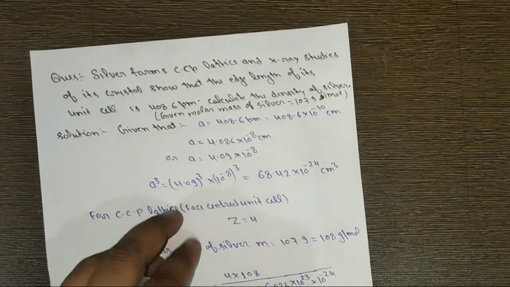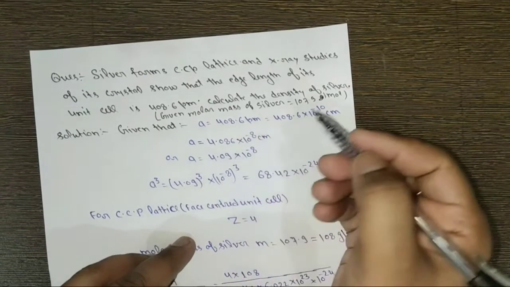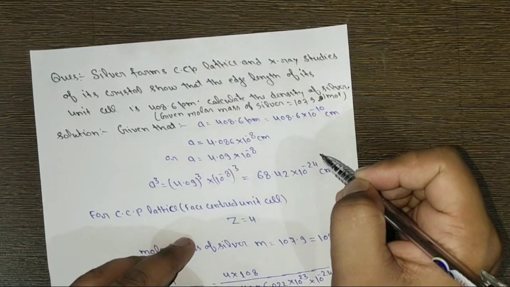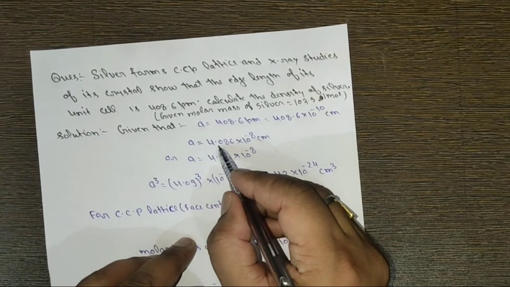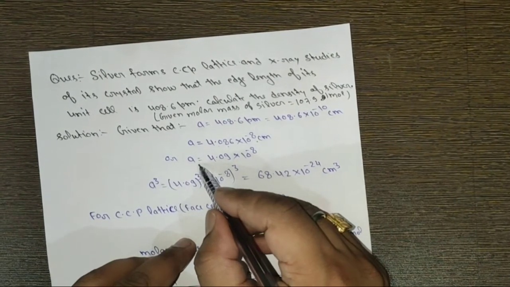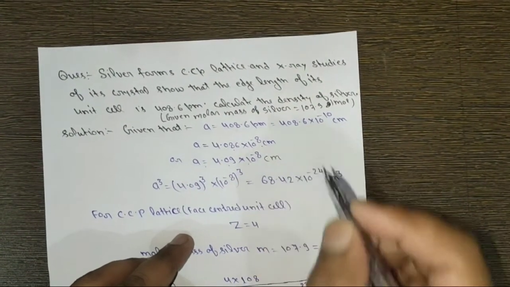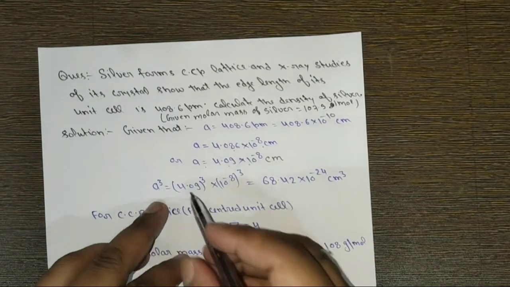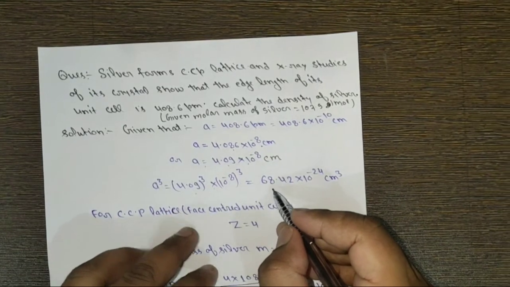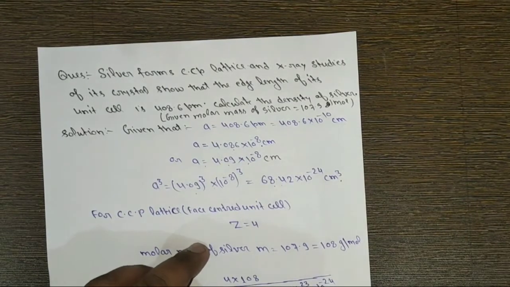Solution: given that edge length A equals 408.6 picometer, or 408.6 into 10 to the power minus 10 centimeter, or A equals 4.086 into 10 to the power minus 8 centimeter, and rounding off, A equals 4.09 into 10 to the power minus 8 centimeter. Volume of unit cell A cubed equals 4.09 whole cube into 10 to the power minus 8 whole cube. Then we get 68.42 into 10 to the power minus 24 centimeter cube. This is the volume of the unit cell.